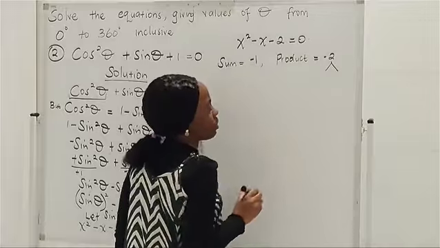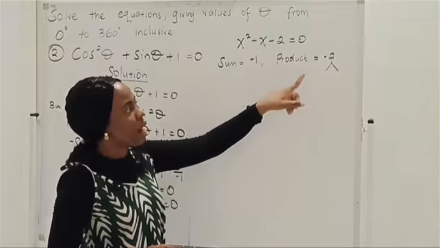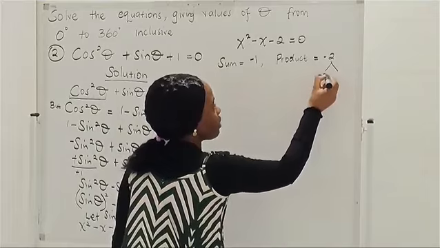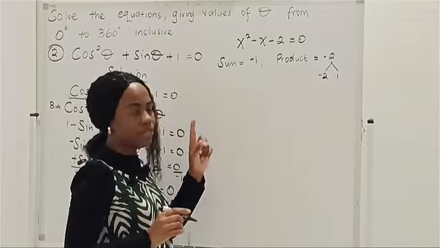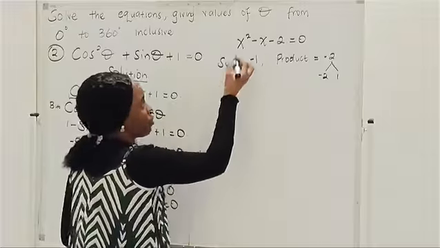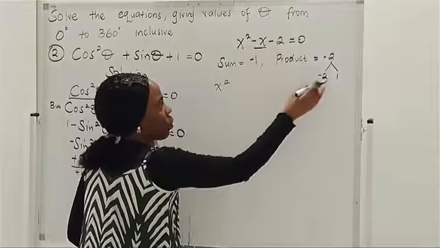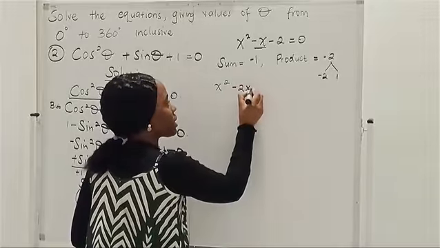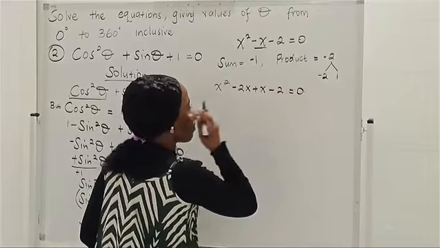Now what are those two numbers? When I multiply them, I have to get -2, and when you add them, you should get -1. Those two numbers are -2 and 1. When I multiply -2 by 1, you get -2. And when you add -2 to 1, you get -1. So you replace this. We replace this x with these two terms. You will have x squared minus 2x plus x minus 2 is equal to 0.